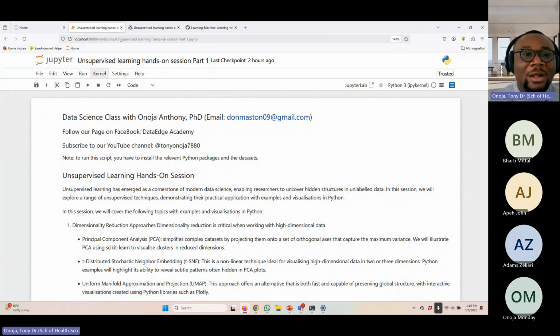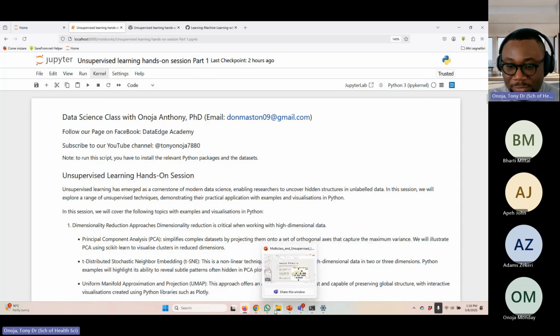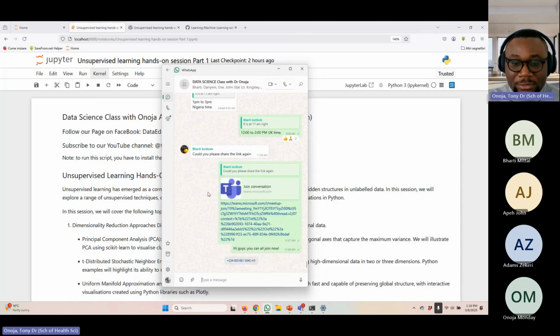So I've not yet put this script on GitHub, but I'll do that at the end of the class. However, I can share the script with you to open on your end. If you have Jupyter Notebook, of course, you will be able to do that. So let me go to the WhatsApp group and see documents.